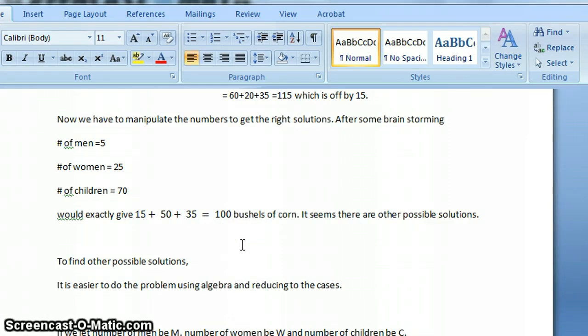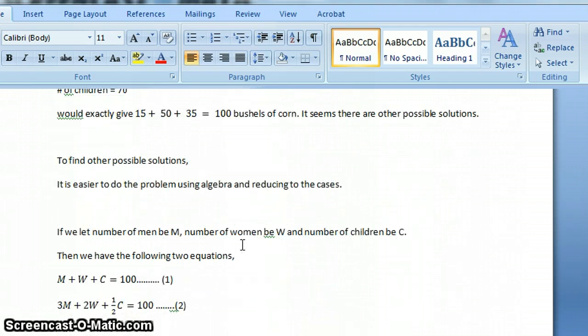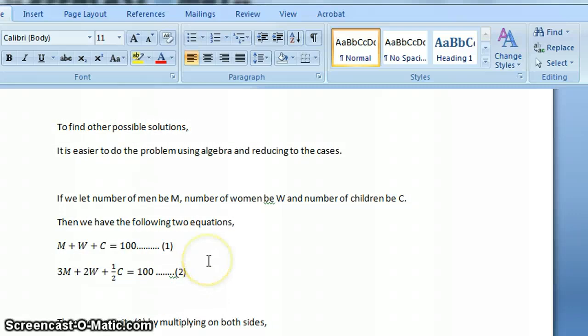To see that, I think the best way is to use algebra. So we will have 2 equations and 3 unknowns. It looks like the problem is unsolvable, but it is solvable. We have 2 equations: man plus woman plus children equals 100, and if you give 3 bushels to a man, 2 bushels to a woman, and half a bushel to a child, that equals 100 bushels. From that information we only have 2 equations here.